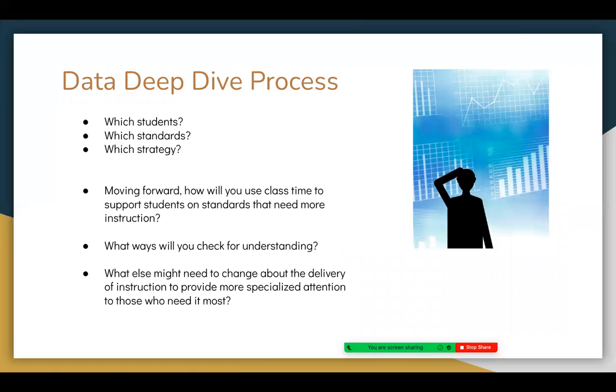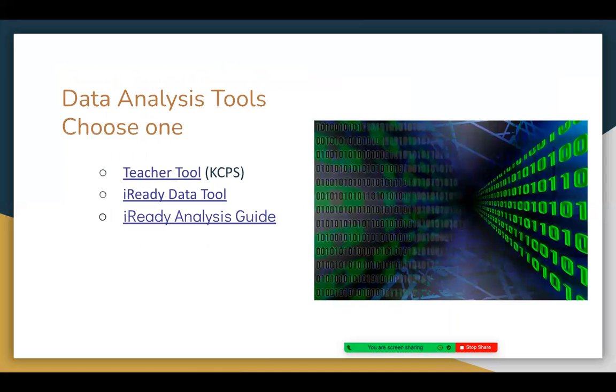Okay, the data deep dive process seeks to answer some specific questions. Here are 3 of them, really simple. Which students, which standards, and which strategy? You can see it looks like the person over in the corner might be scratching their head contemplating that a little bit. So moving forward, how will you use class time to support students on standards that need more instruction? What ways will you check for understanding? And what else might you need to change about the delivery of instruction to provide more specialized attention to those who might need it most?